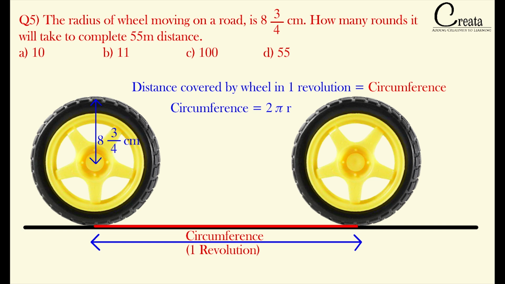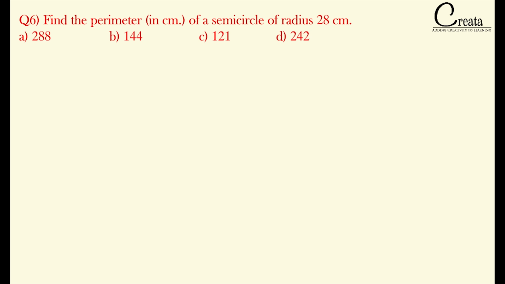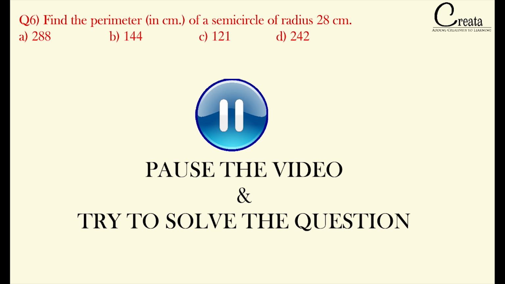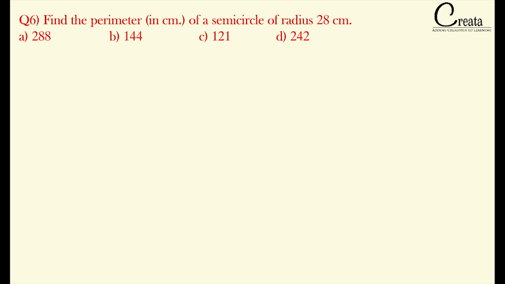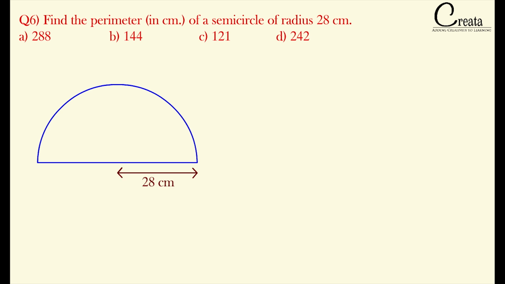So let's move to the next question. Find the perimeter of a semicircle of radius 28 cm. 4 choices are given. So our first step, we will visualize and observe the question. The question is talking about a semicircle of radius 28 cm. And we have to calculate the perimeter of this semicircle.